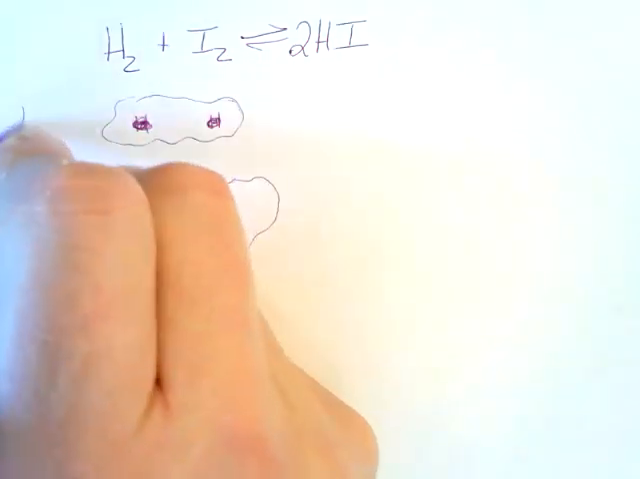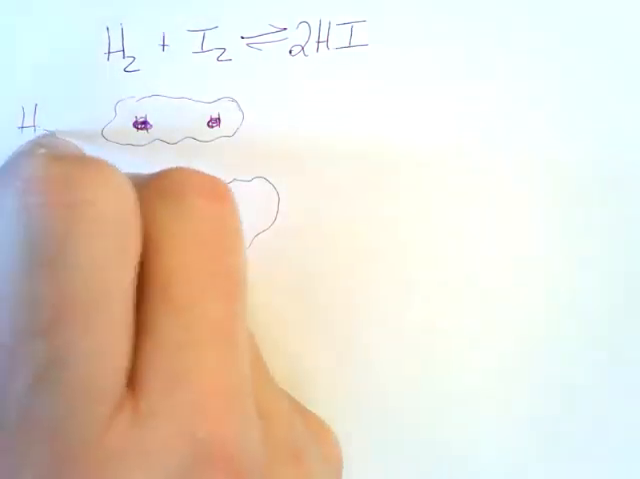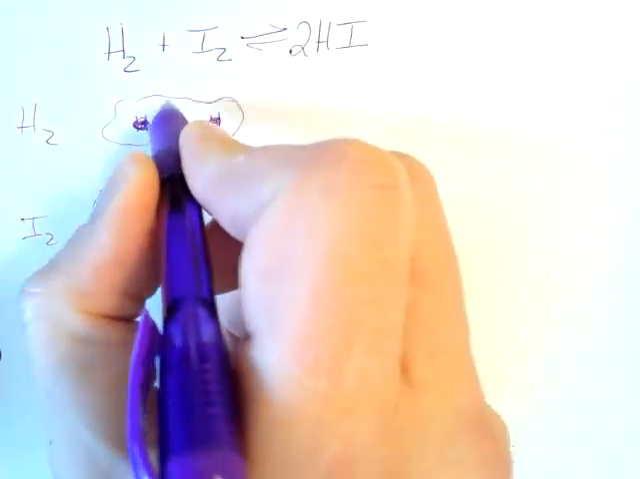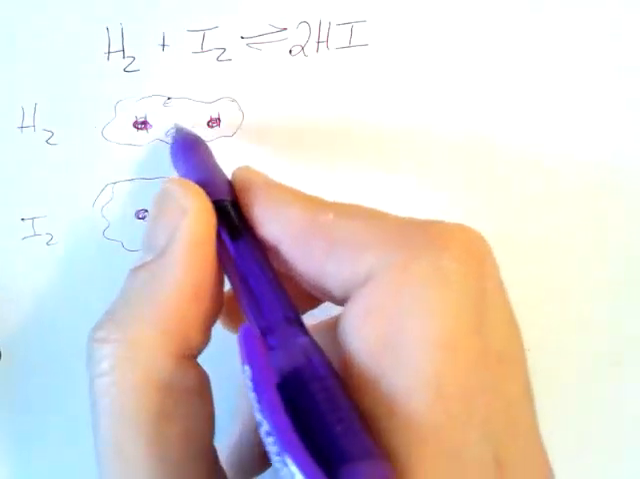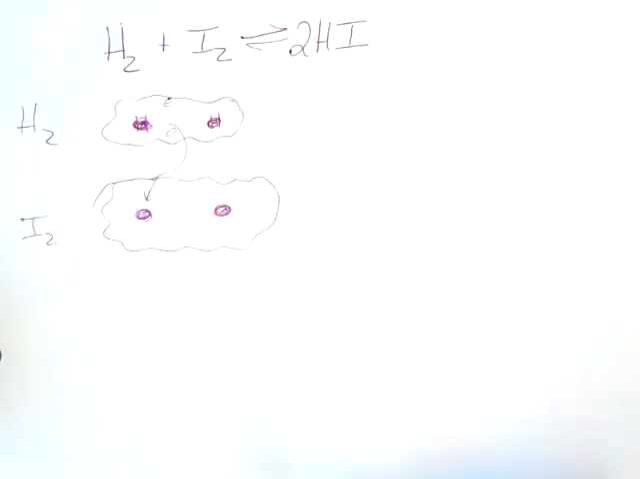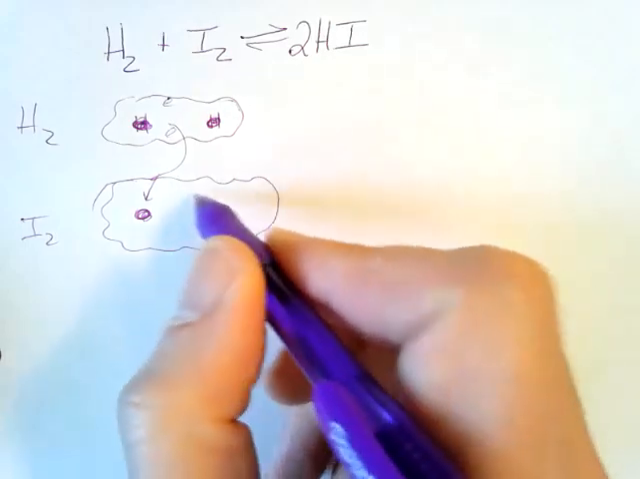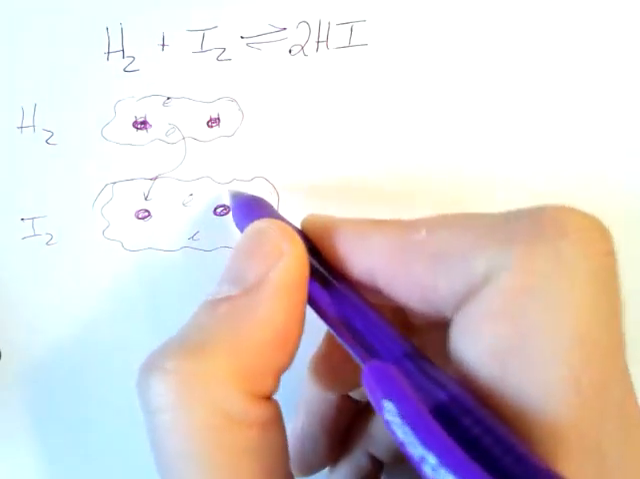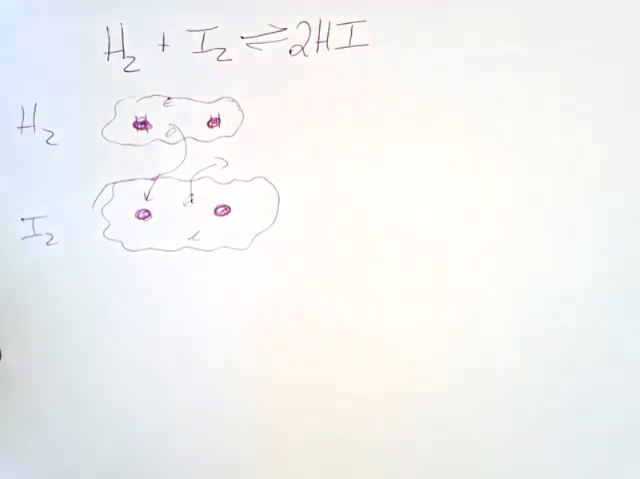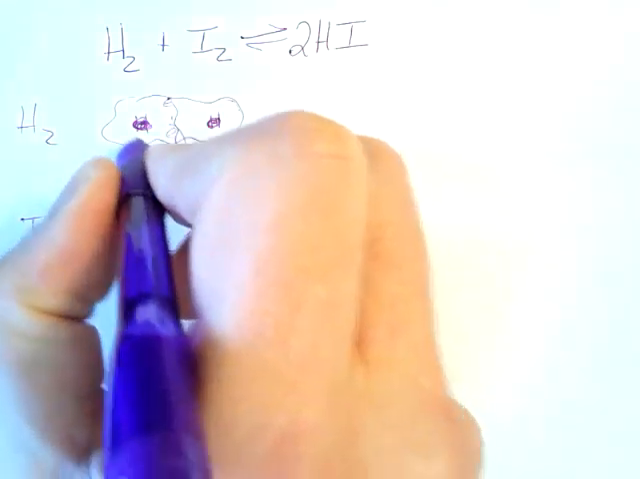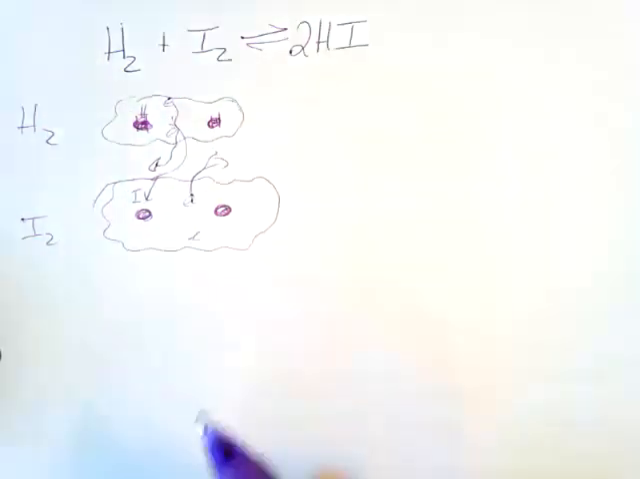And when these two molecules get near each other, it's reasonable to suspect that if you're an electron in this electron cloud, you might now be attracted to this nucleus because that nucleus is positively charged. And similarly, electrons that are in the I2 cloud might be attracted to the hydrogen proton. And so you'd start seeing electrons making new bonds between a hydrogen nucleus and an iodine nucleus.